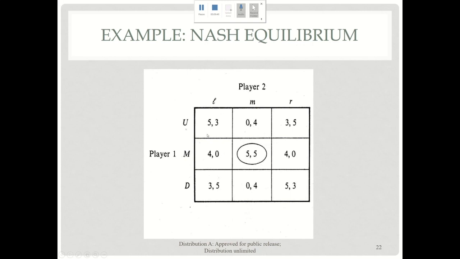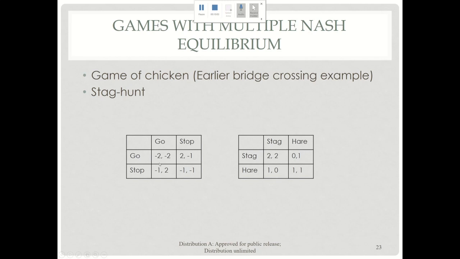I have given a few more examples of games and payoff matrices, and you can work out the Nash equilibrium, calculate the best response of each player, and see that it corresponds to the Nash equilibrium. I have also marked here the Nash equilibrium. Two more games: the game on the left side is the bridge crossing example we looked at a few portions ago. Another game is stag hunt. Both of these have two equilibria. In the bridge crossing example, go-stop and stop-go are the Nash equilibria, and in this one, stag-stag and hare-hare are the two Nash equilibria.